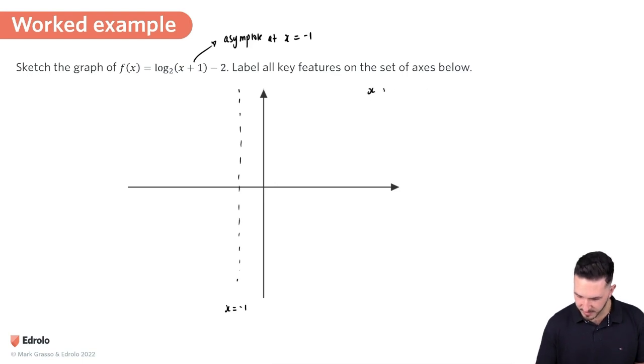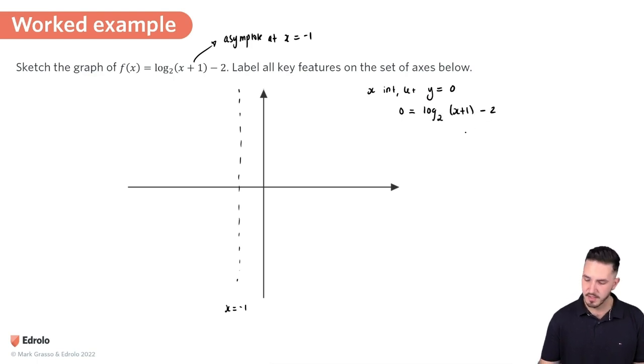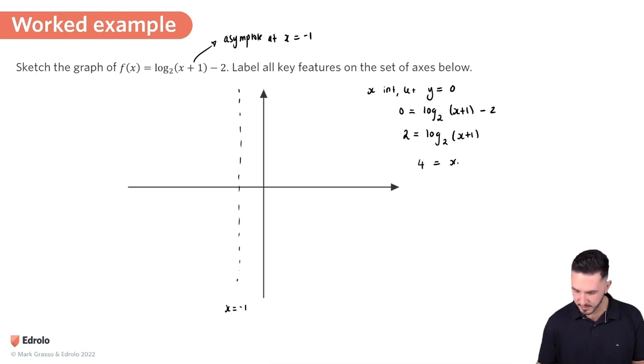For the x-intercept, we let y equals 0. So we're going to have 0 equals log 2 of (x plus 1), minus 2. Now we're going to add 2 to both sides. So we're going to have 2 equals log 2 of (x plus 1). Raise both sides to a power of 2. So 2 squared is 4, equals x plus 1. So x equals 3. X equals 3 would be over here. So (3, 0).